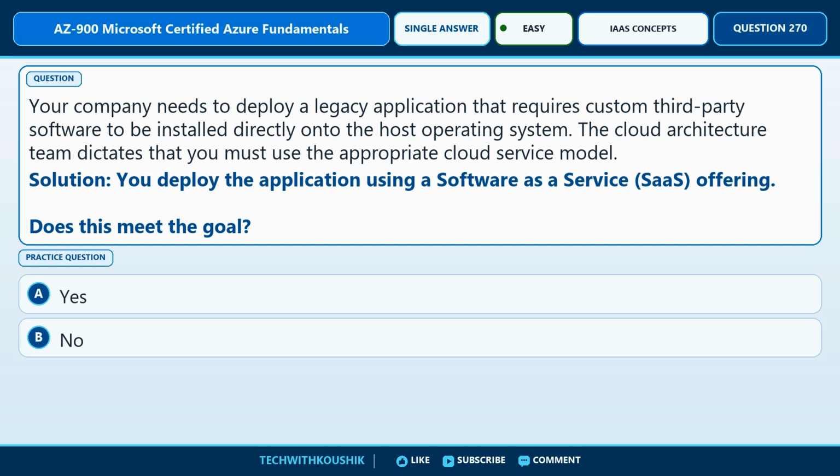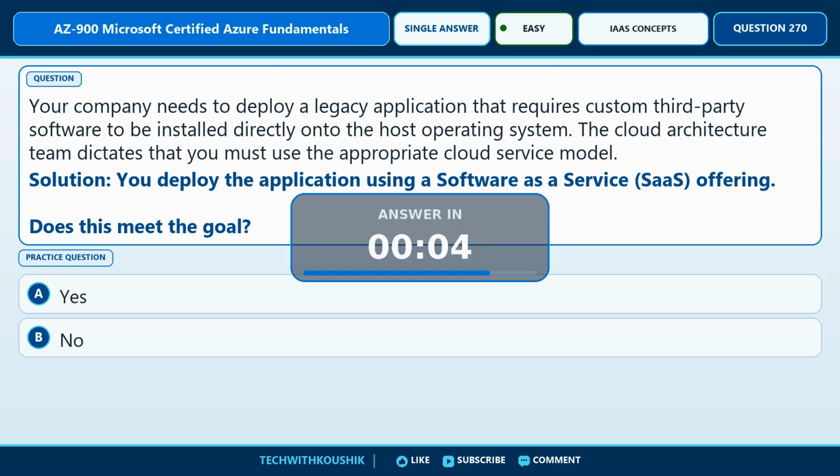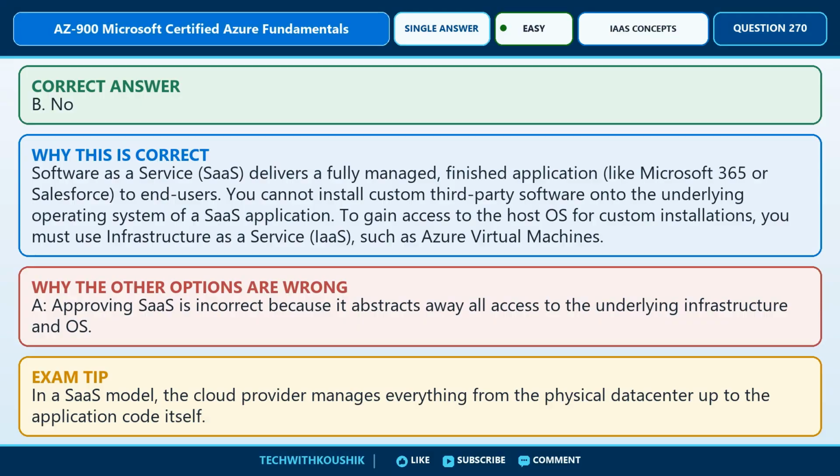Now let's review the options. Choice A, yes. Choice B, no. The best choice is option B, no. The main reason is software as a service, SaaS, delivers a fully managed, finished application, like Microsoft 365 or Salesforce, to end users. You cannot install custom third-party software onto the underlying operating system of a SaaS application.